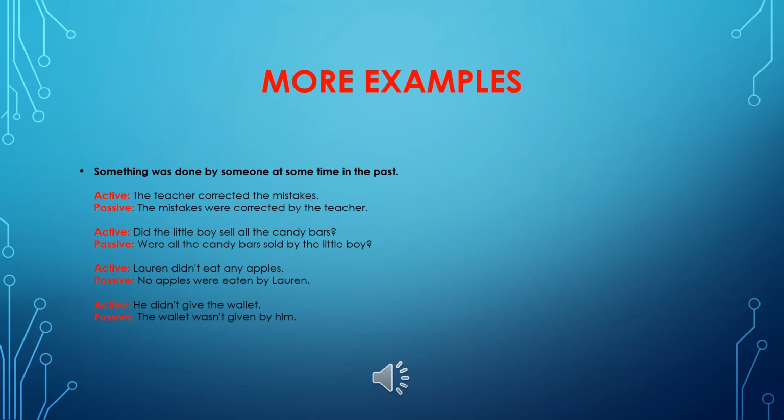Number 3, active. Lauren didn't eat any apples. Passive, no apples were eaten by Lauren. Next, he didn't give the wallet. Passive, the wallet wasn't given by him.